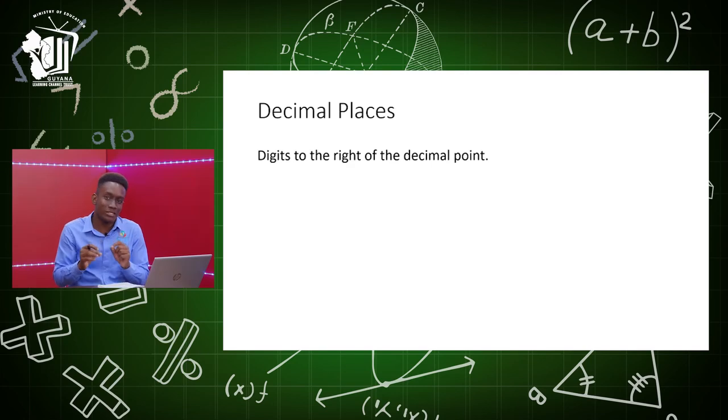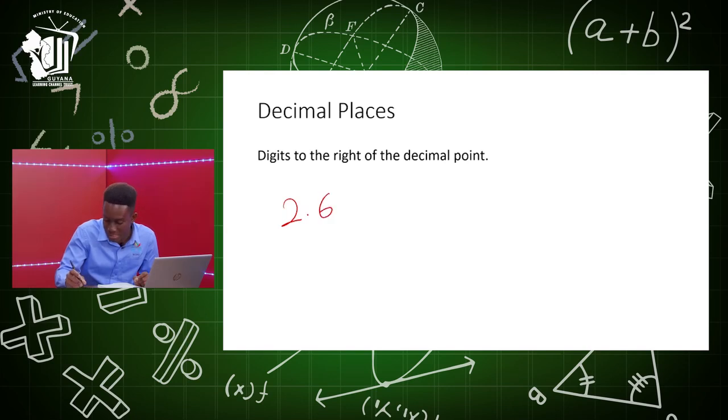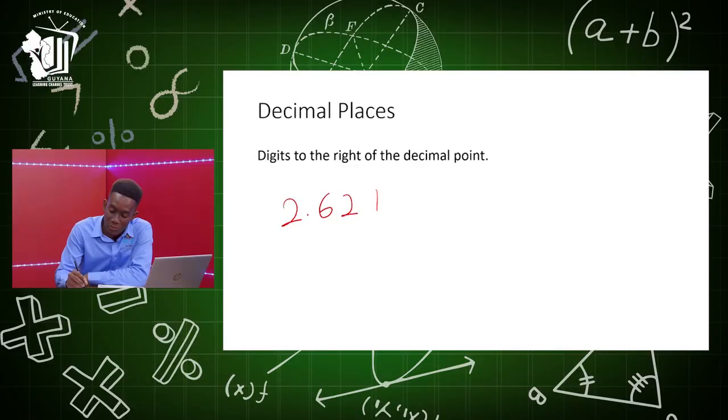So we start counting when we want to round off to a certain number of decimal places. We start counting from the first digit to the right of the decimal point. So let's say we have the number 2.621. We see this number has 3 decimal places because we start counting from the first digit after the decimal point. So this will be 1, 2, 3. So this number has 3 decimal places.